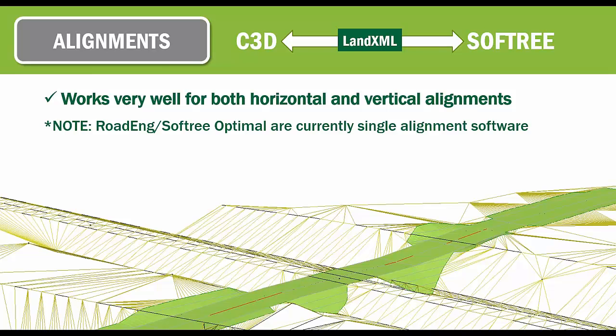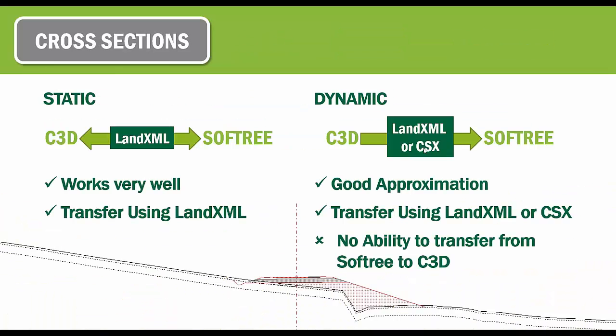And the final thing I wanted to discuss, and probably spend the most time on, is cross-sections. They are generally the most difficult part of the whole compatibility between any design software. Unfortunately, the LandXML environment does not support dynamic cross-sections, and that would be, for Civil 3D people, your assemblies and sub-assemblies. That is a tricky area. However, the good news is that static cross-sections are quite compatible.